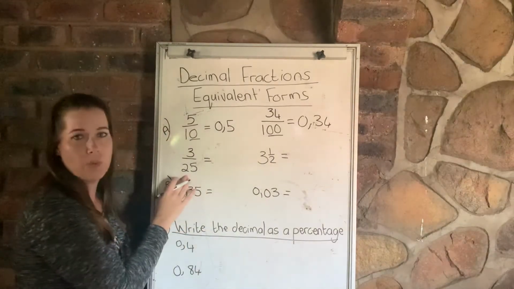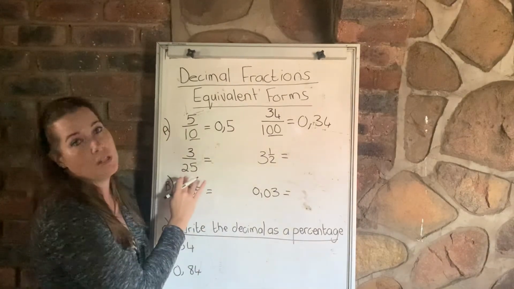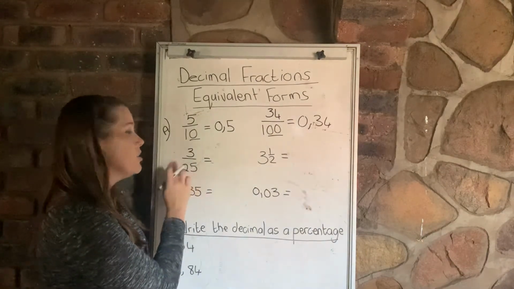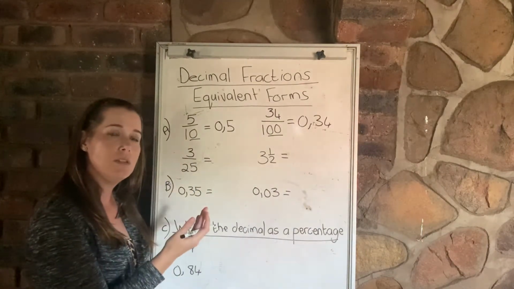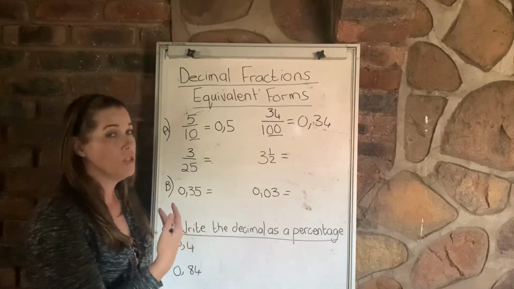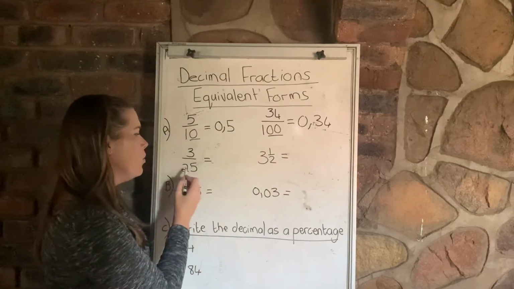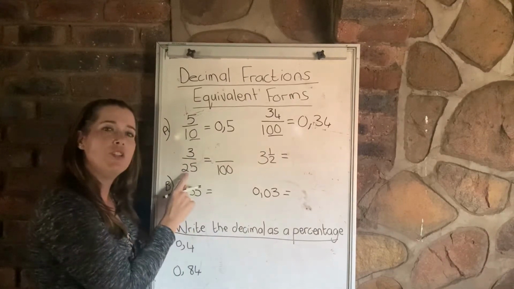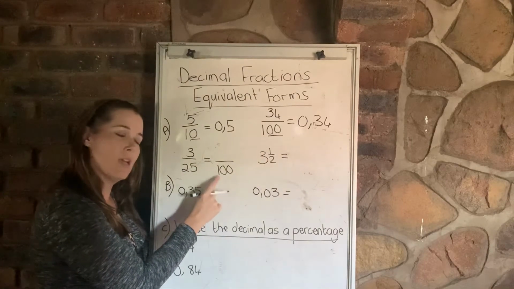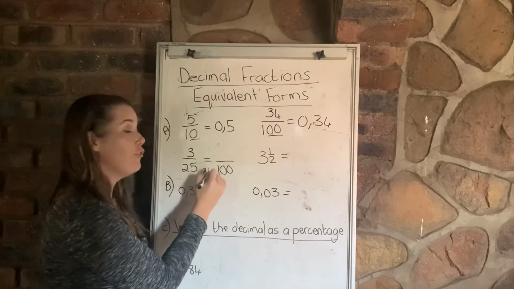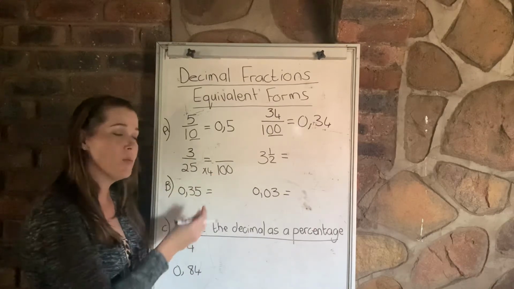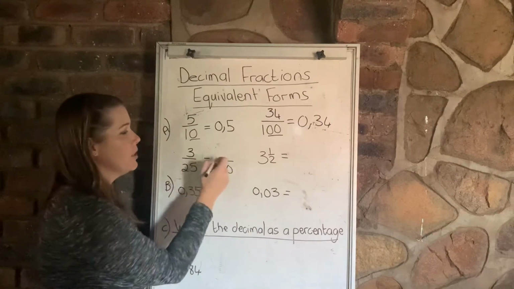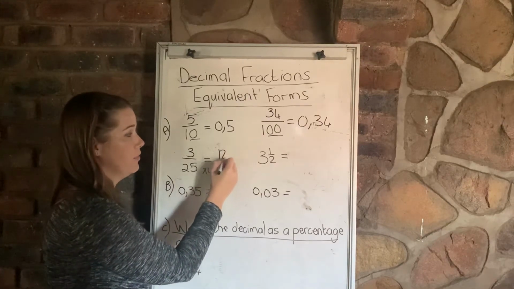Now if you look at this one, this is not a multiple of 10. So you have to change the 25 either to 10 or to 100 or to 1,000. Now we're going to take it to 100. What did I do with 25 to get to 100? I times by 4. Remember in fractions what I do at the bottom, I do at the top. So 3 times 4 is 12.